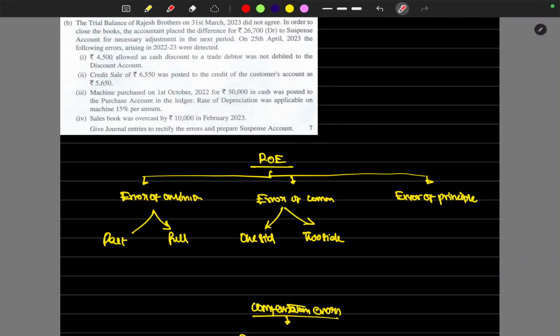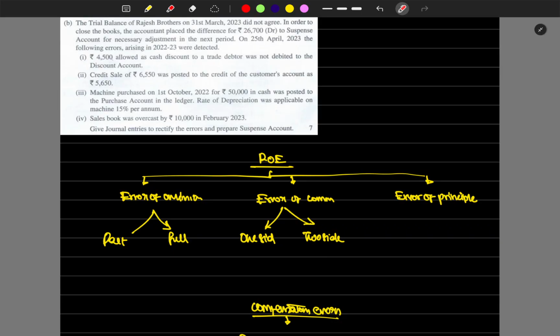Hey guys, welcome back. Today we are going to solve one problem from the June 2024 question paper, rectification of errors. Rectification of errors is actually a very easy one, but we have to understand the concept. If you understand the concept and we are thorough with the journals, then it is easy like anything.